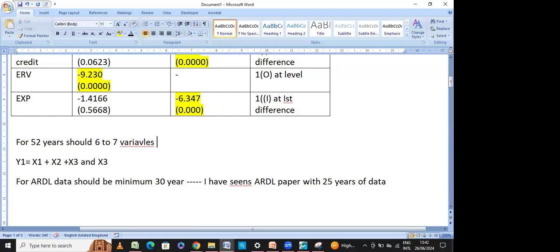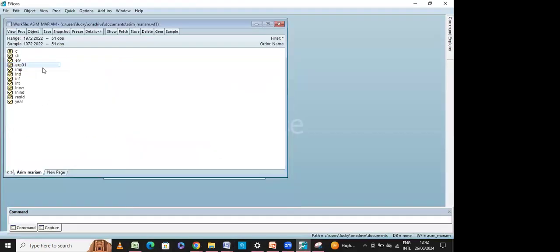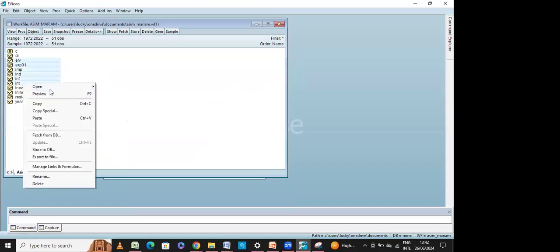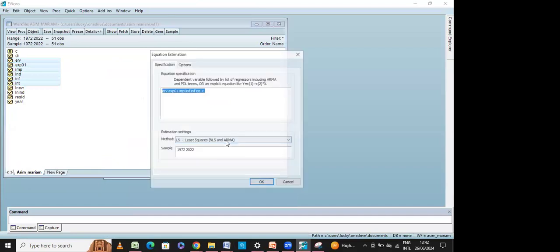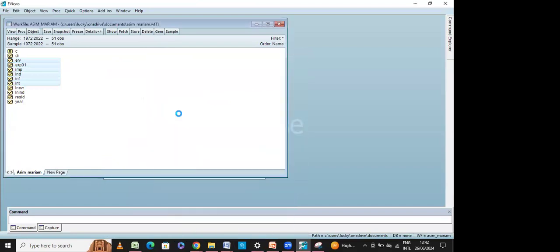So it will not even allow you to calculate. But there is also a technique. The technique is like this: if you have fewer values, let's suppose you have fewer values, here I will try to calculate ARDL.